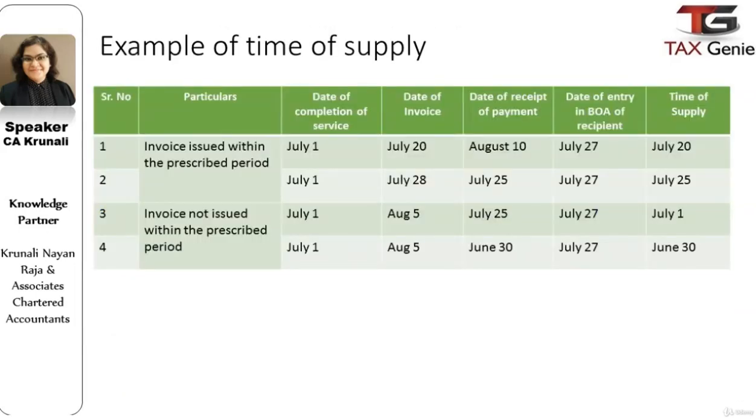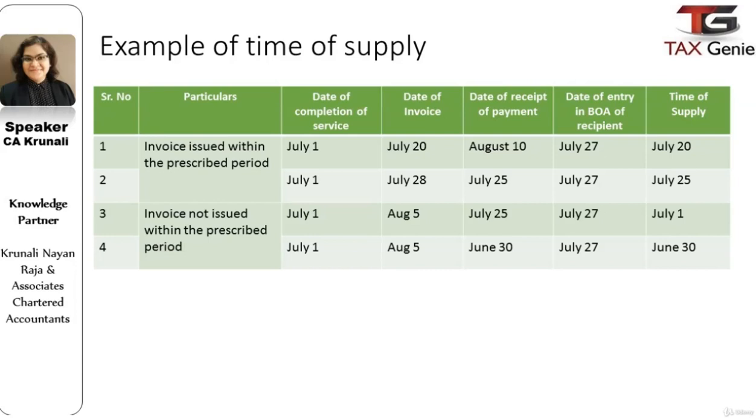We now begin to discuss the examples of time of supply of services. So we begin with the case where invoices are issued within the prescribed time period. Say for instance, the date of completion of service is 1st of July, date of invoice is 28th of July, date of receipt of payment is 10th of August, and date of entry in books of accounts is July 27th. In this case, the time of supply would be the date of issue of invoice, that is July 20th.